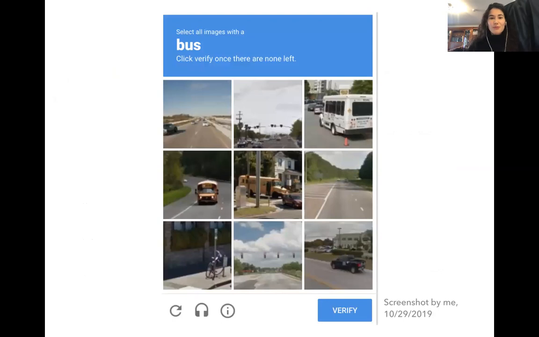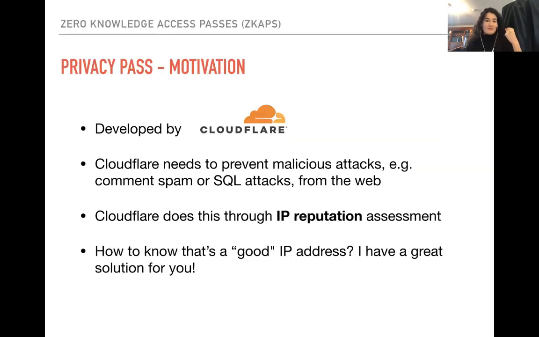So the problem was arising because of these amazing things that you see there. Everybody knows that's a CAPTCHA, right? The problem is basically that, as for Cloudflare, Cloudflare needed to prevent malicious attacks, common spam or SQL attacks from the web. And Cloudflare did that through IP reputation assessment.